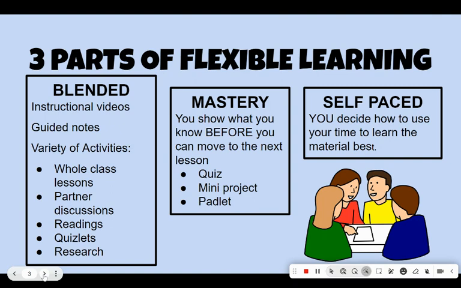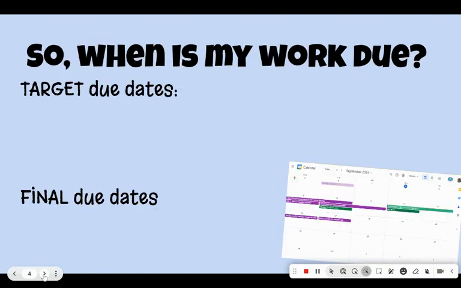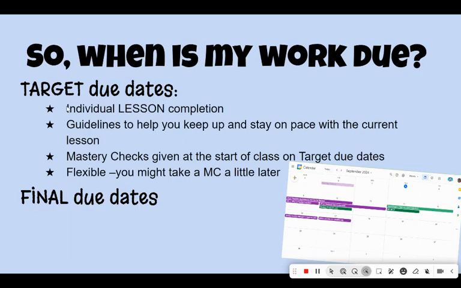There's a little arrow. And now we're going to be on the section that says due dates. So we've got target due dates and final due dates. When we're looking at target due dates, it's a little bit different than maybe what you've had in the past. Target due dates are for each individual lesson. Typically, we'll have 6 lessons in a unit. So if you could just jot down that it's when lessons are due, okay?